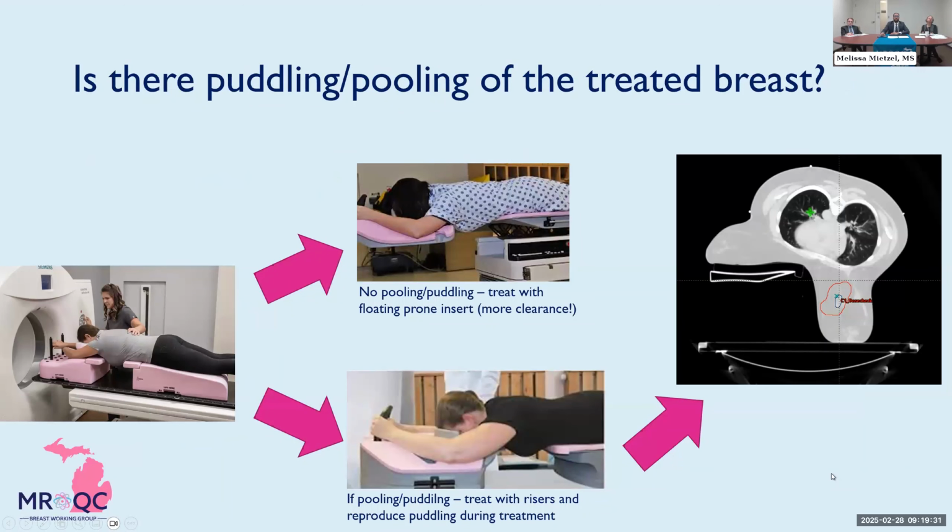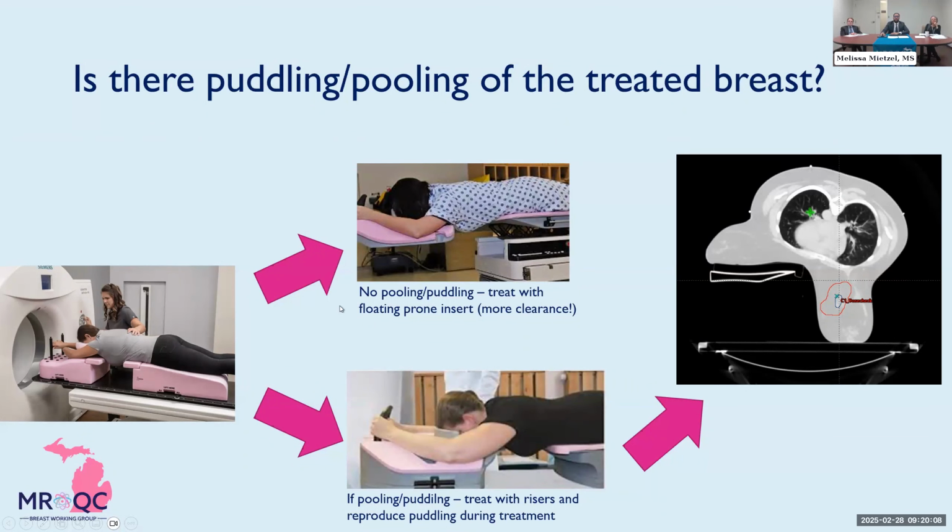And the final question here, is there puddling or pooling of the treated breast? So all patients are simulated on the prone breast board, which can either come in this form, which has risers that support the patient, or as a table insert shown here. The table insert is dedicated for treatment only, not for simulation. However, at treatment, the breast could just be suspended, or it could puddle on the table.